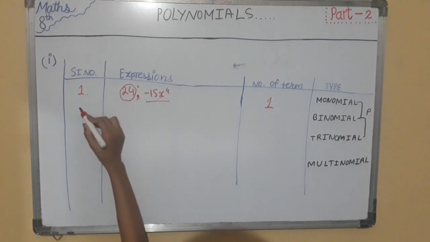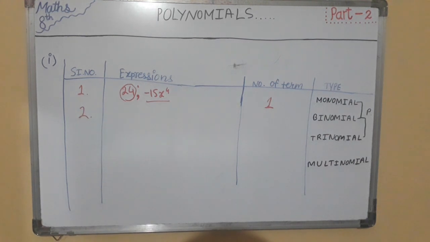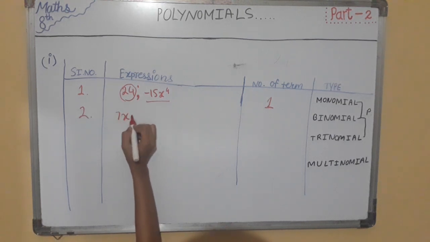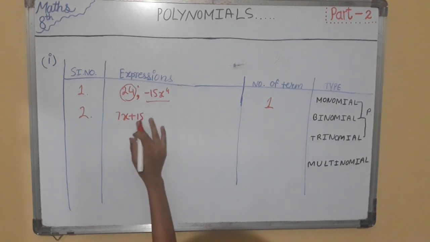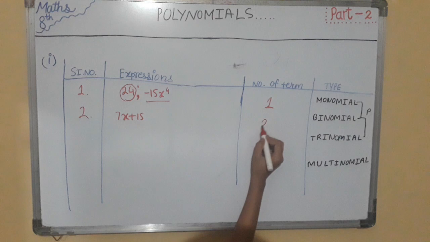Second, binomial. Binomial means any expression that contains two terms. Terms means numbers or variables that are connected by a plus or minus sign, only plus or minus sign. So the example is 7x plus 15. This is the first term, this is the second term, both terms. Here the number of terms is 2 and the type is binomial.